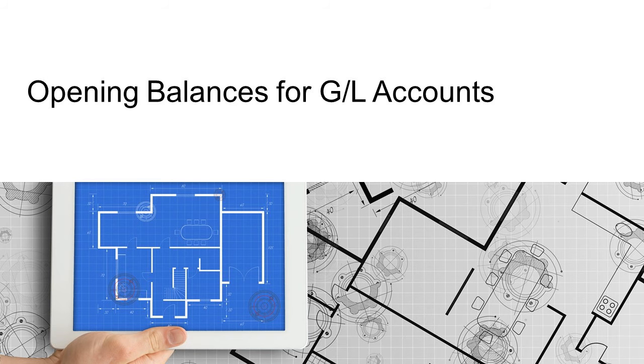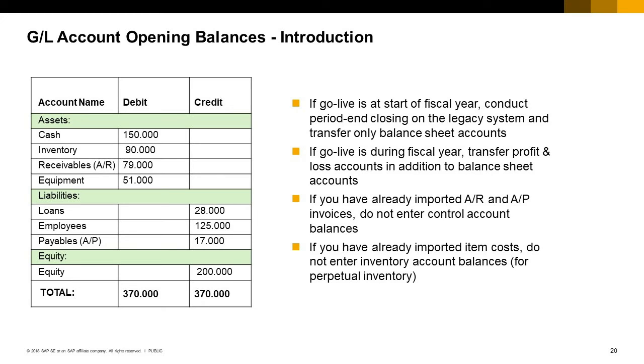In this section you will learn tools and best practices for entering final GL account opening balances. If the go-live occurs at the start of a fiscal year, conduct period end closing on the legacy system, then transfer the GL account balances from the balance sheet drawers. If the go-live occurs during the fiscal year, you need to transfer the balance sheet accounts and the profit and loss accounts in addition. The customer should run the P&L report for each period since the start of the financial year. This will allow you to enter the balances for each period in SAP Business One.